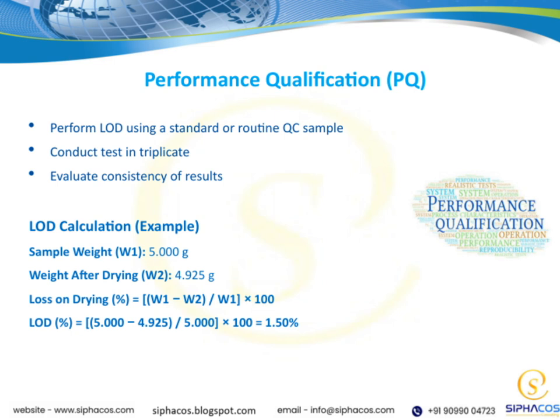Next, let's look at how we calculate the LOD using an example. Suppose we start with a sample weight, W1, of 5 grams. After drying, the weight, W2, is 4.925 grams. To find the loss on drying percentage, we subtract W2 from W1, divide by W1, and then multiply by 100. This gives us a loss on drying of 1.5%. This calculation is crucial because it helps us determine the sensitivity of our method, ensuring that we're accurately detecting the analyte at low levels. Overall, these steps are key to validating our analytical method and maintaining quality in our processes.